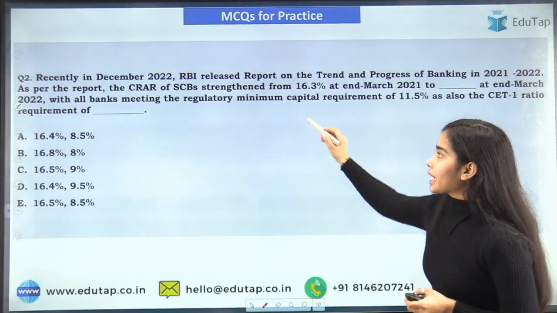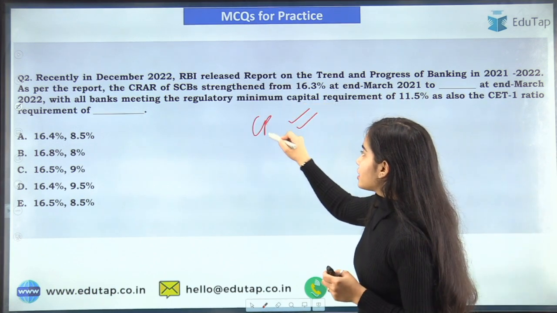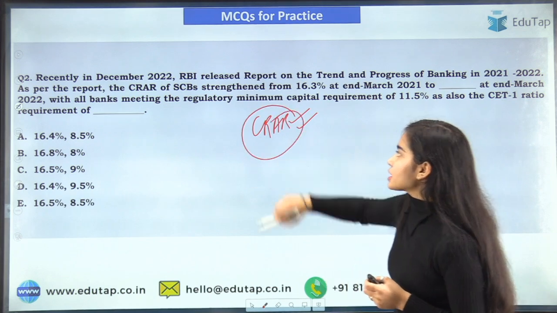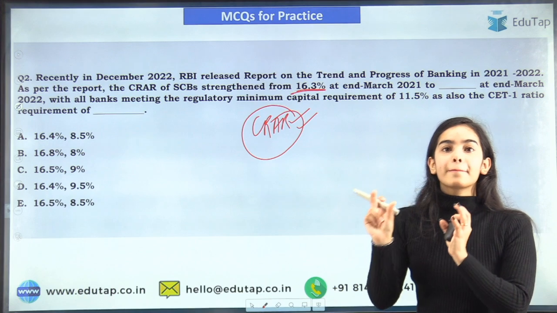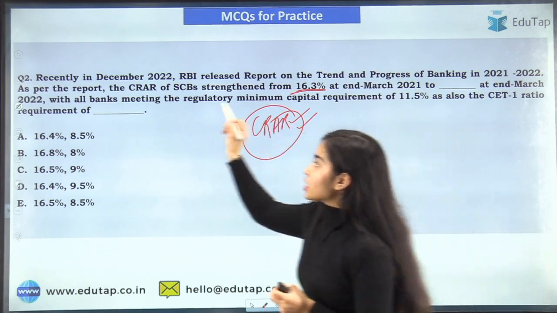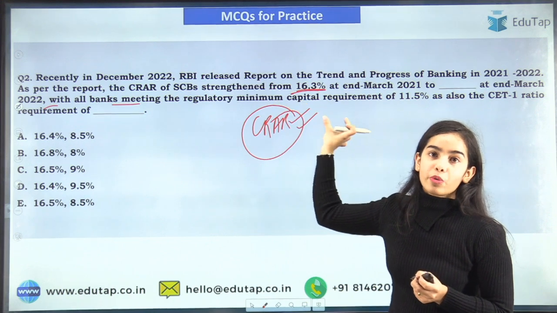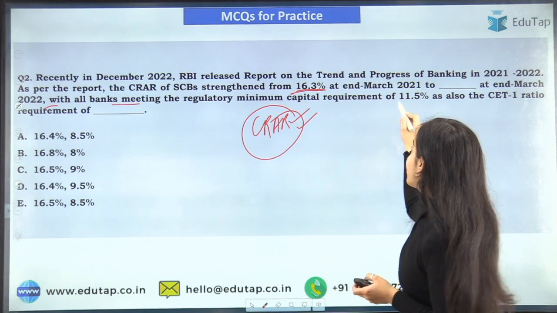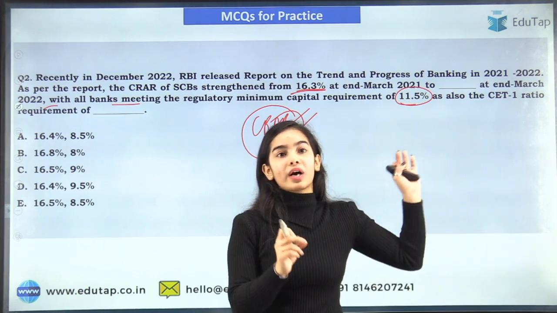Okay, this is the second question that you have to answer. So the CRAR, the capital adequacy ratio or the capital to risk weighted asset ratio, has increased from 16.3% to what percentage on March 2022, and with all banks meeting the regulatory minimum capital requirement of 11.5%, you have to tell the minimum requirement of the common equity tier 1 ratio.